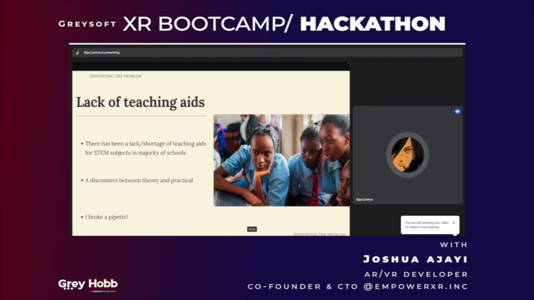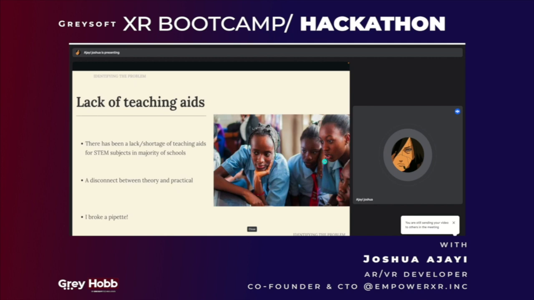So I broke one, and unfortunately, I had to face some sort of disciplinary committee. The problem was not even actually repaying the money for the pipette. It was the fact that even with the money, they could not actually buy a new pipette. It was going to take them some time to order the equipment from abroad and ship it down to the school and all of that. So that was my personal story.